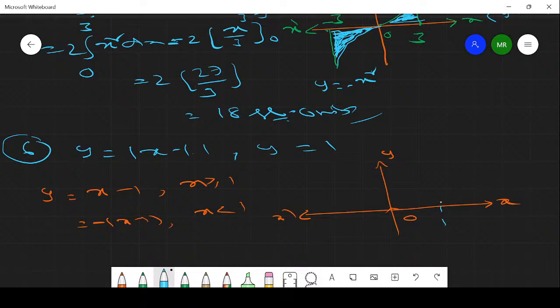You can see here, it will go like this. So this is y equal to x minus 1. Similarly, minus of x minus 1: left of 1 it comes like this. The graph will come. Left of this is y equal to minus of x minus 1.